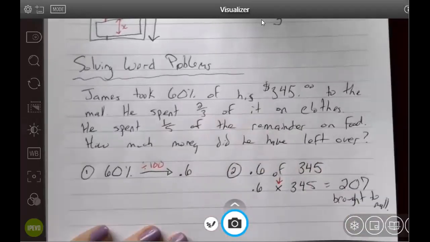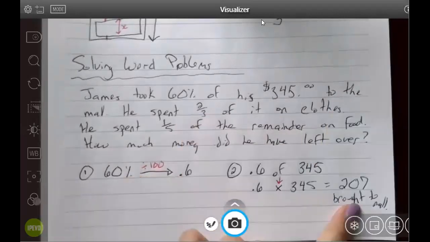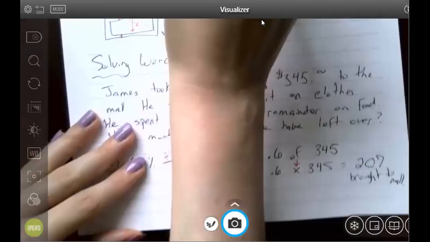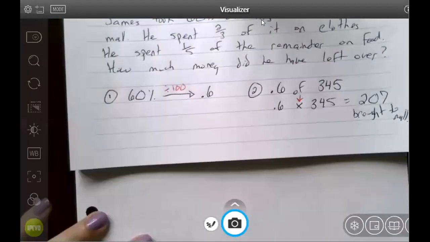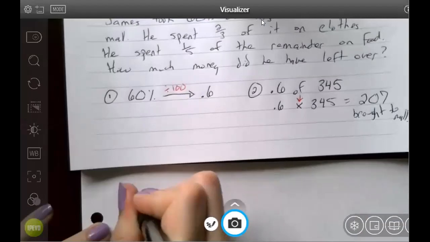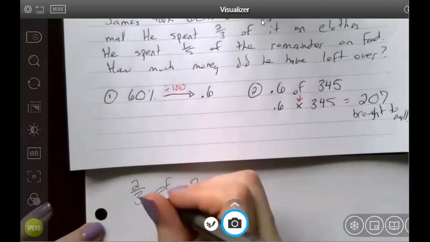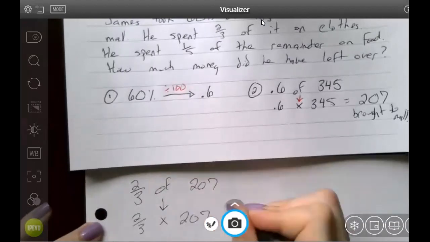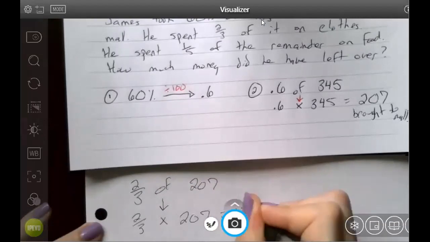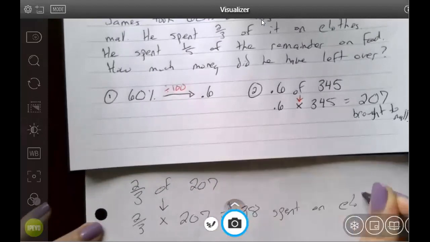The next thing it says is that he spent 2/3 of that. So we had to figure out what is 2/3 of 207. So I'm going to do 2/3 of 207. Remember, anytime we see this word of, it means multiply. So 2/3 times 207, and that is $138. So that's how much he spent on clothes.